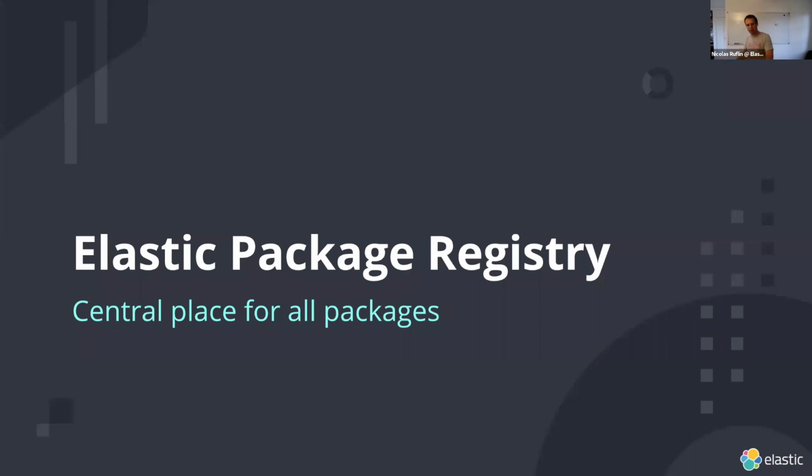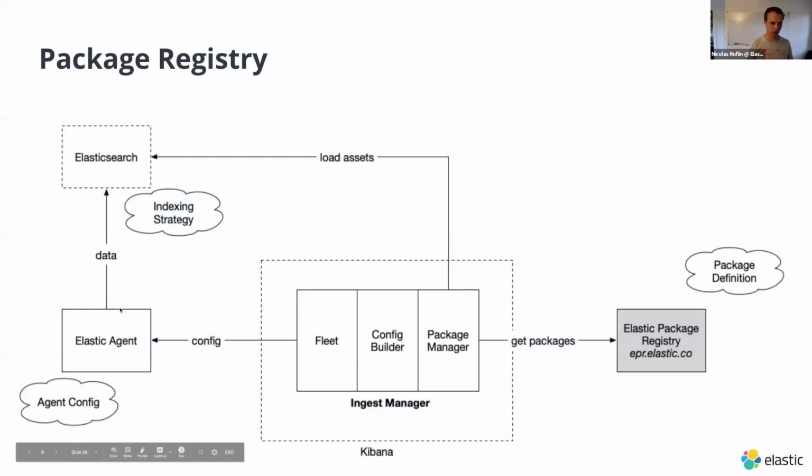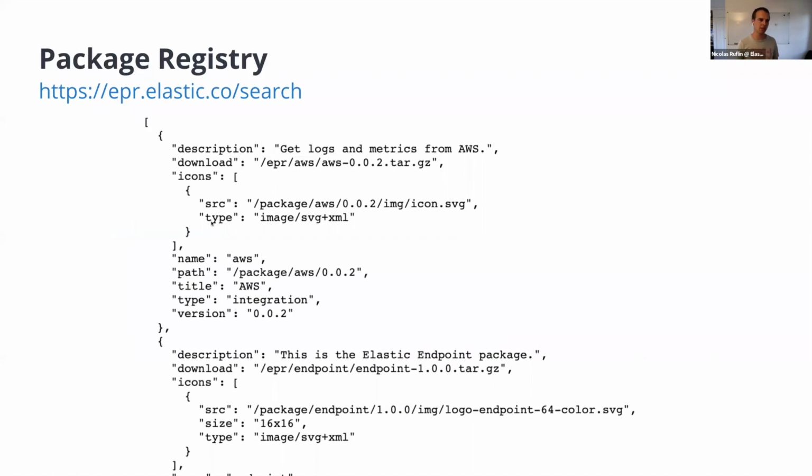Now let's go to the other end of the stack. We talked about the Elastic Agent, the agent config, and the indexing strategy. Now let's talk about the package registry. This is an online service. It runs under epr.elastic.co. You can go there right now and hit /search. It's going to show you the packages available. This is what Kibana talks to in order to pull down all the information about the packages.